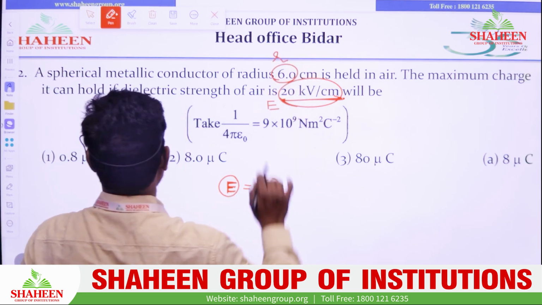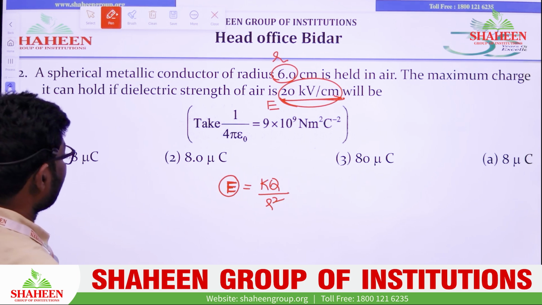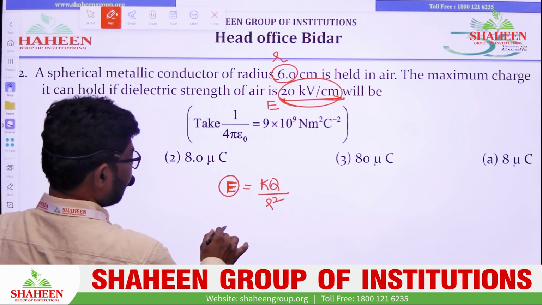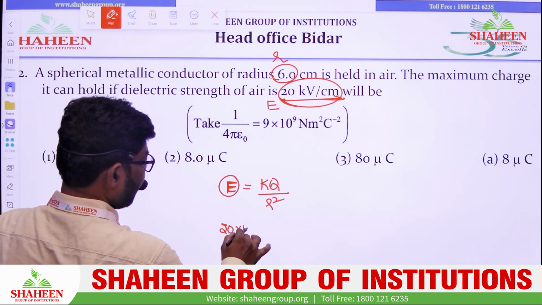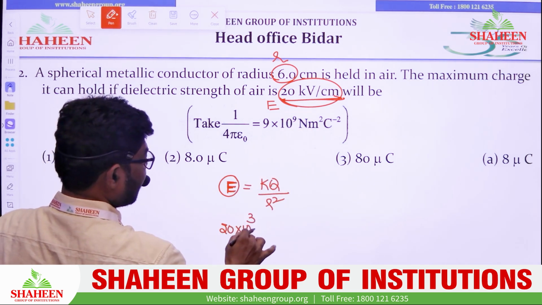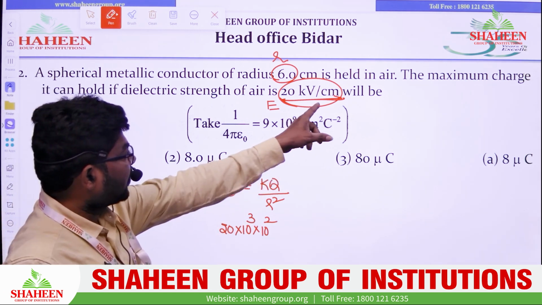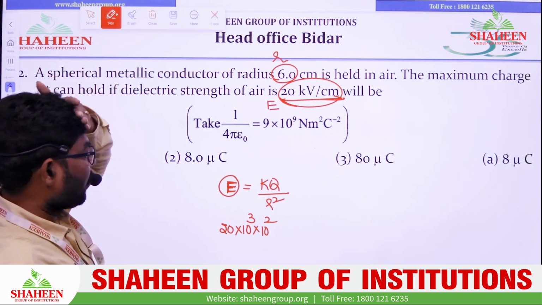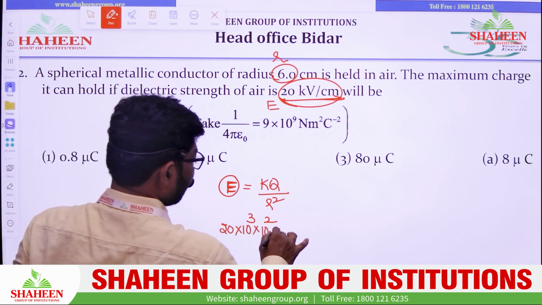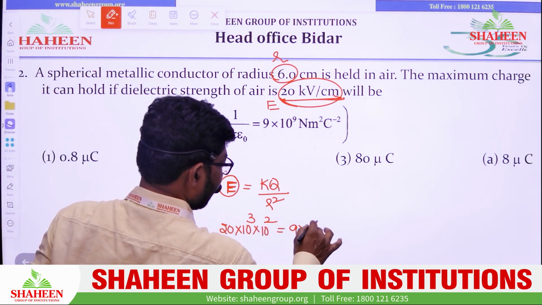The radius R is given, and the maximum charge is asked. So E is equal to 20 kilo, 10 power 3, per centimeter. If we convert to meter, 10 power minus 2 below becomes 10 power plus 2 above. The K value we know is 9 into 10 to the power of 9.